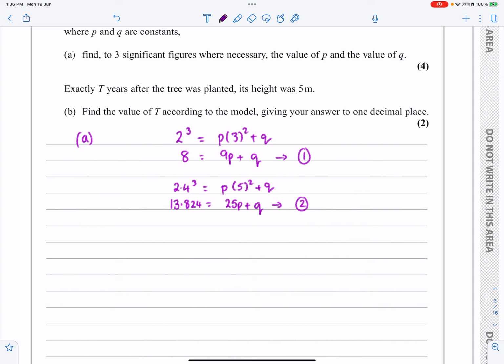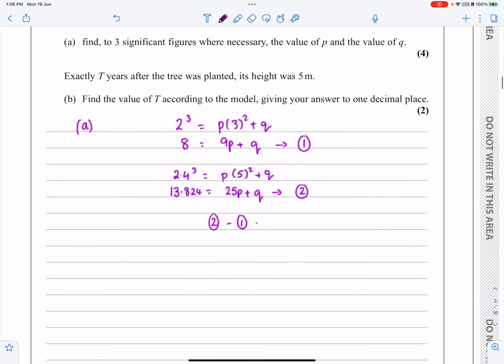And then we can see, because we've got a Q here and a Q here, then we can just do 2 take away 1. Just explain to the examiner what I'm doing. 2 take away 1, and I'll get Q take away Q, 25P take away 9P, and that one take away that one. What's that going to give me then? That's going to give me 5.824 on this side is equal to 25 take away 9, 16P on that side.